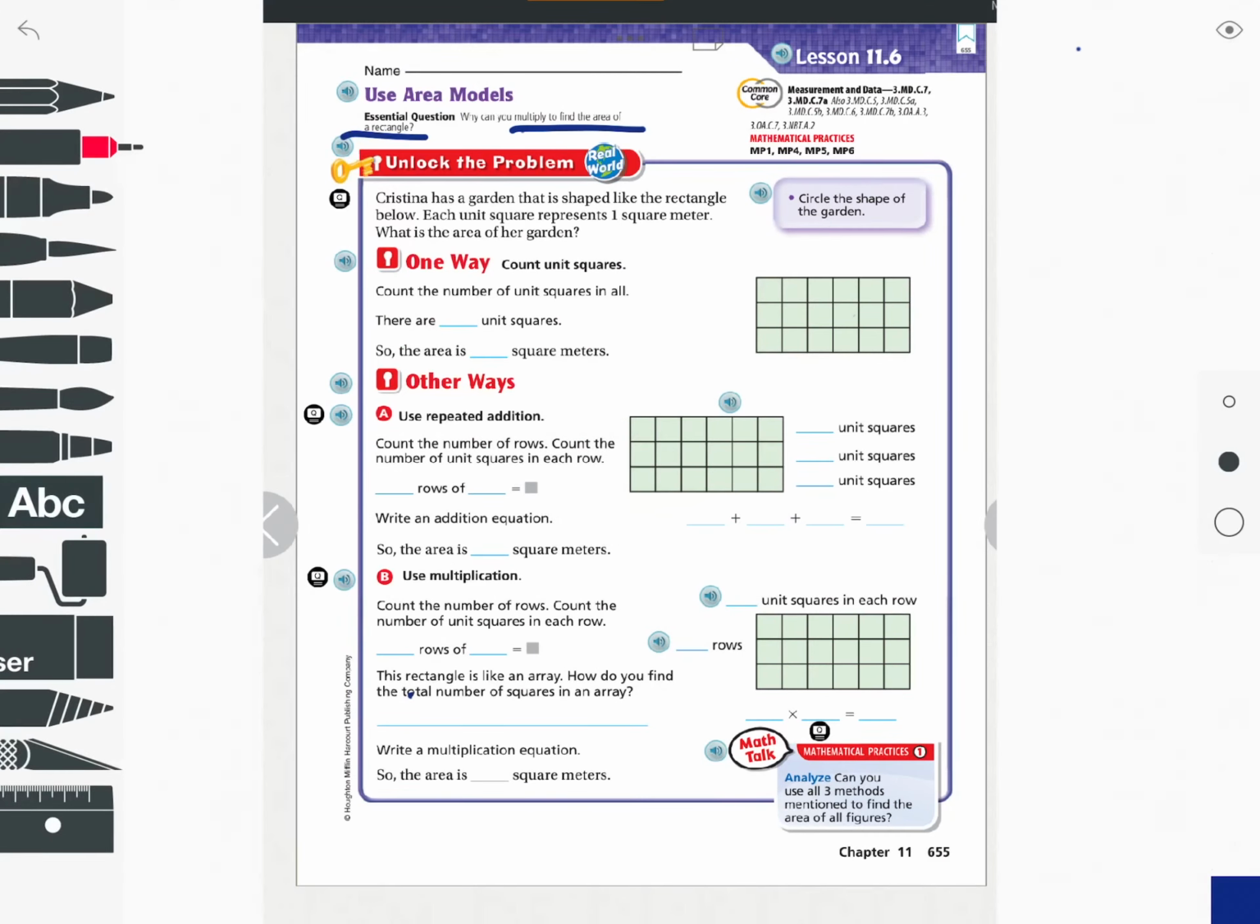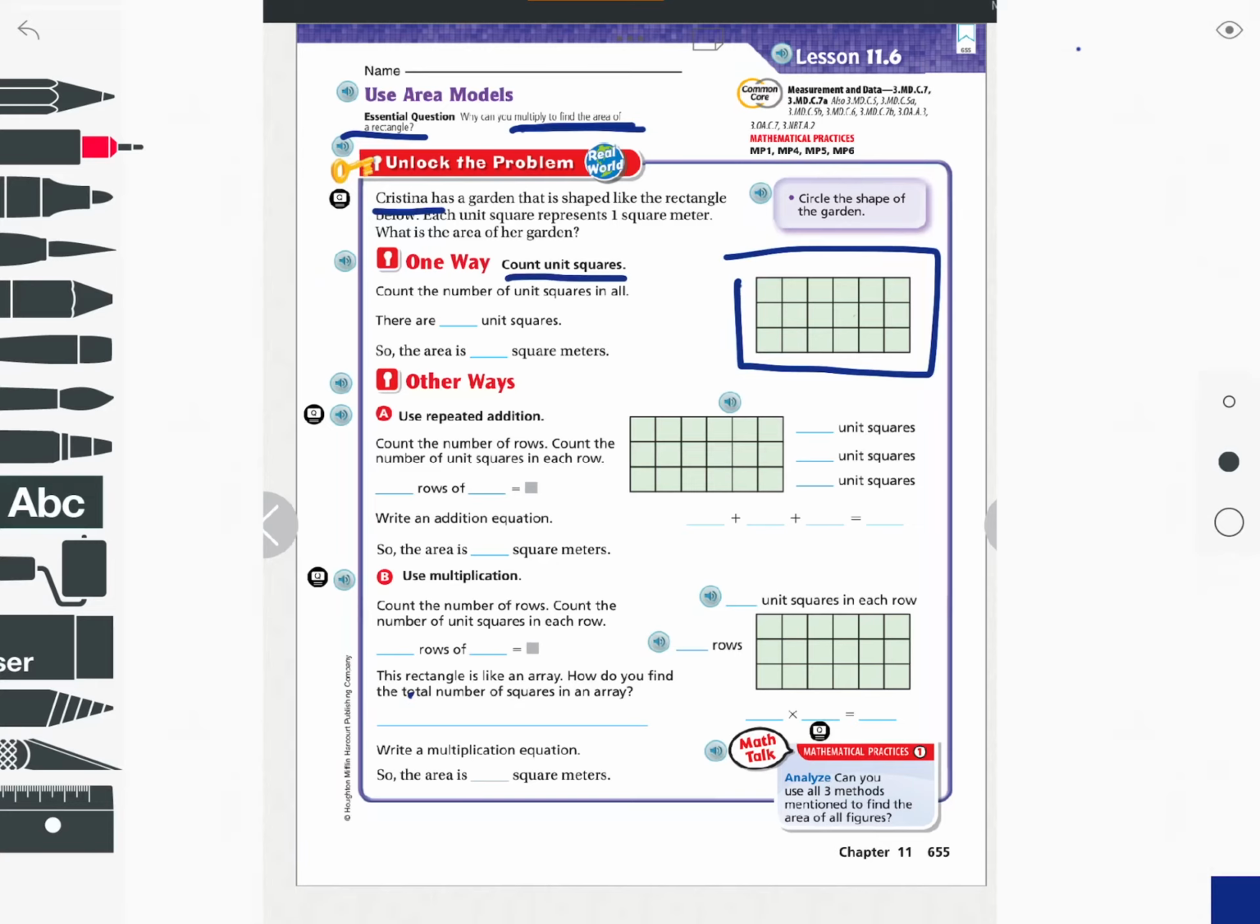Okay, let's go to today's lesson. Today I'm going to learn that I actually can find the area by multiplying. But let's first review a few different ways. This is actually Christina's garden. It's shaped like a rectangle. This is a picture of it. And it says that each square is 1 square meter.